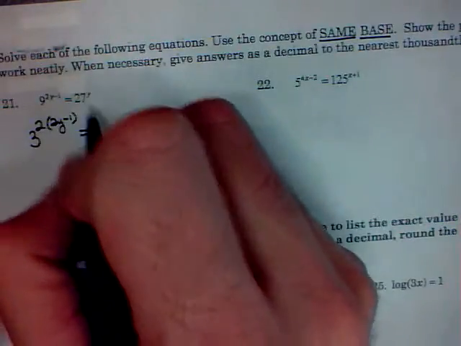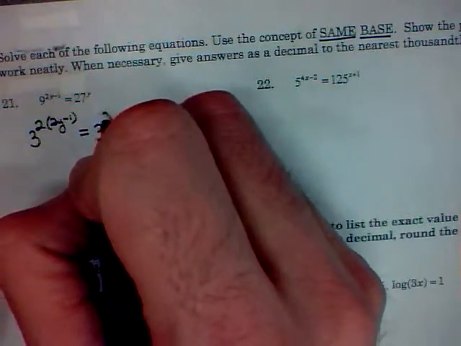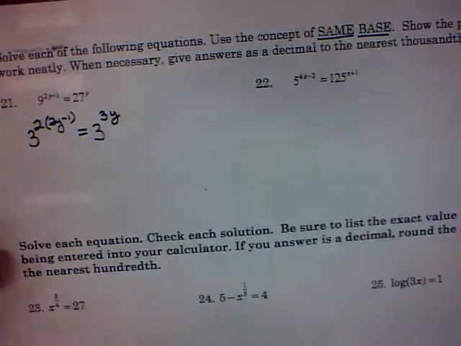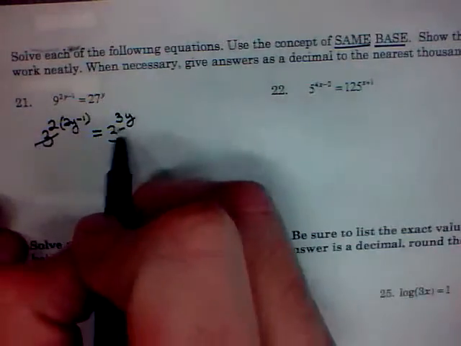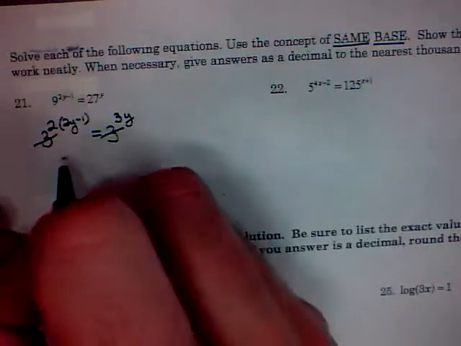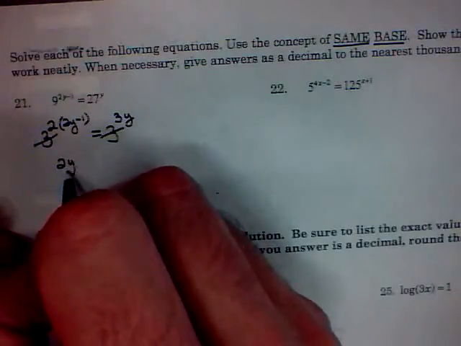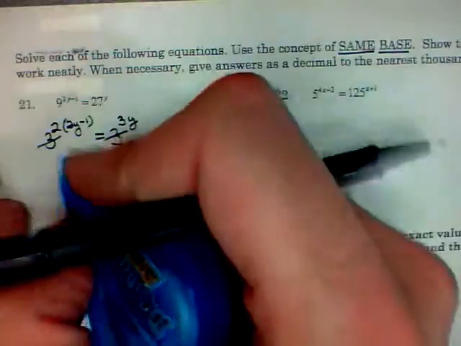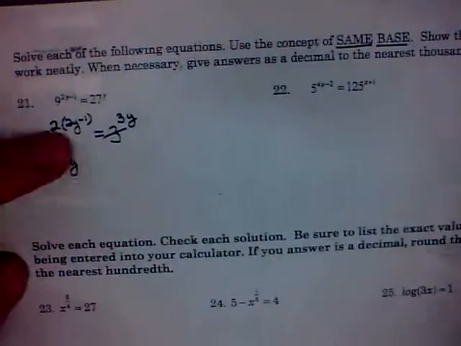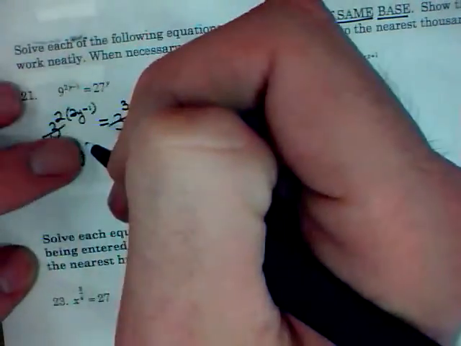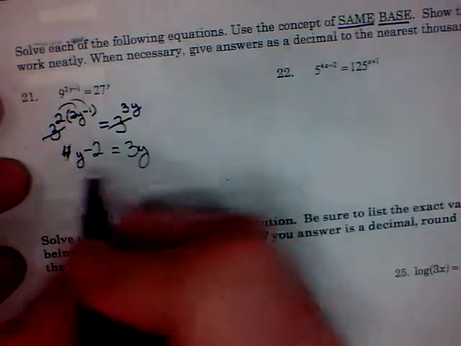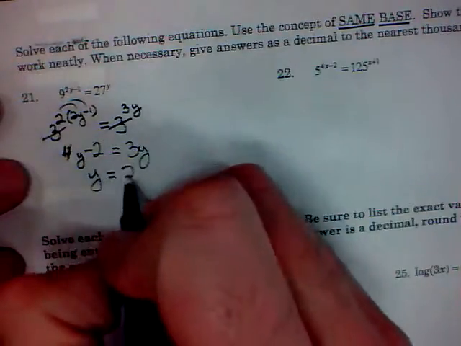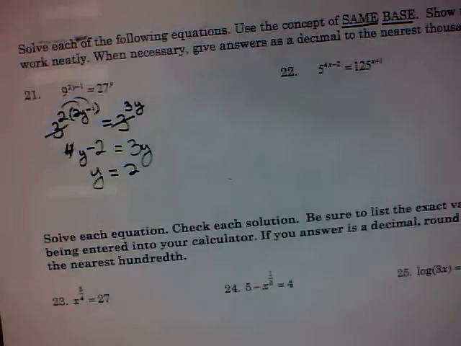And then this equals 27, which is 3 to the third, which then has to still get multiplied by y. So now if the bases are the same, you can eliminate the bases, which means the powers have to be equal. So this is not 2, sorry, this is 4. This is 4y. 4y minus 2 when you distribute equals 3y. And bring the y to one side, you get y equals 2 as your answer. Okay.